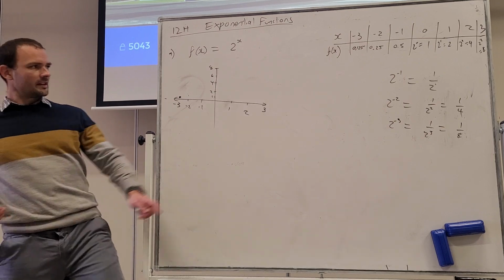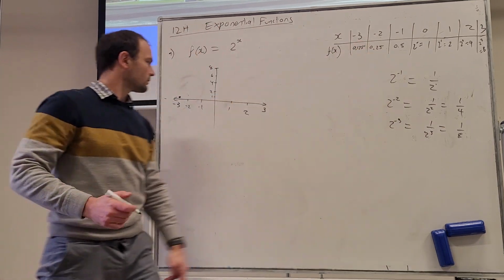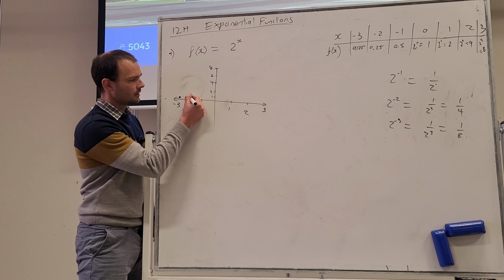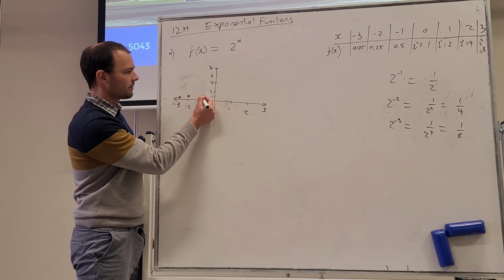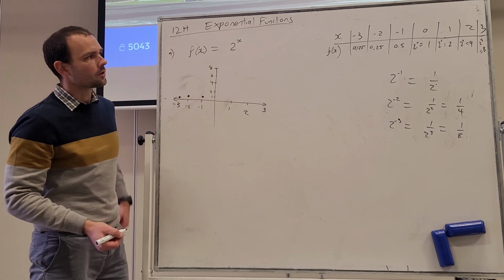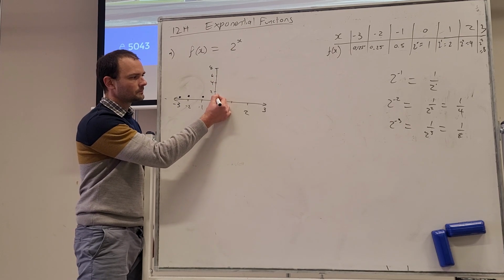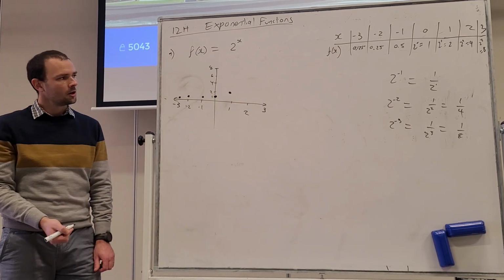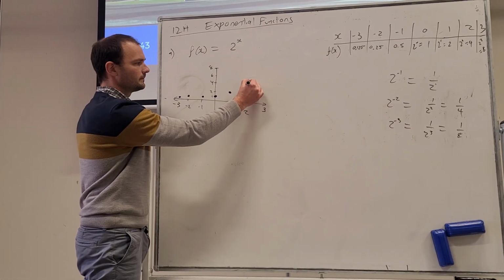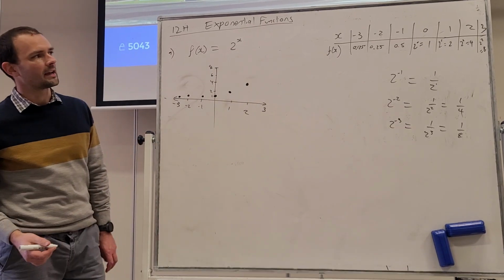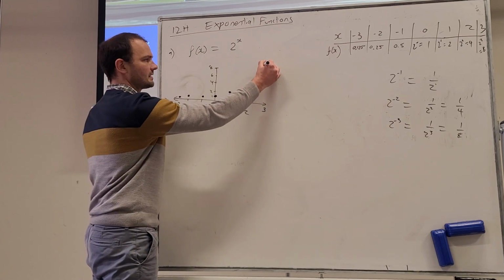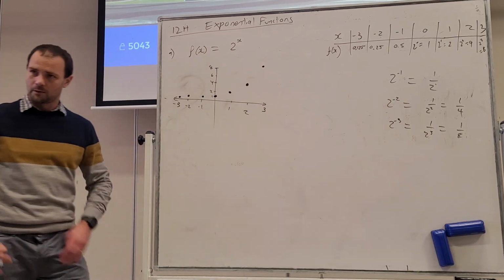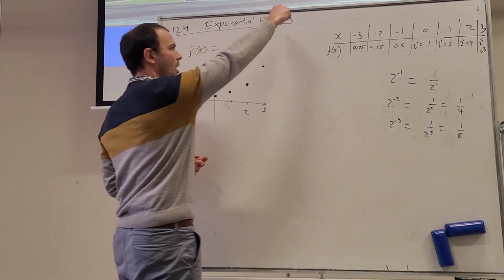All right, the next point, we've got -2 at 0.25. We've got -1 and 0.5. We've got x is 0 and y is 1. We've got x is 1 and y is 2. We've got x is 2 and y is 4. And we've got x is 3 and y is 8. Okay? If we were to keep going, x is 4, we'd have y is 16.